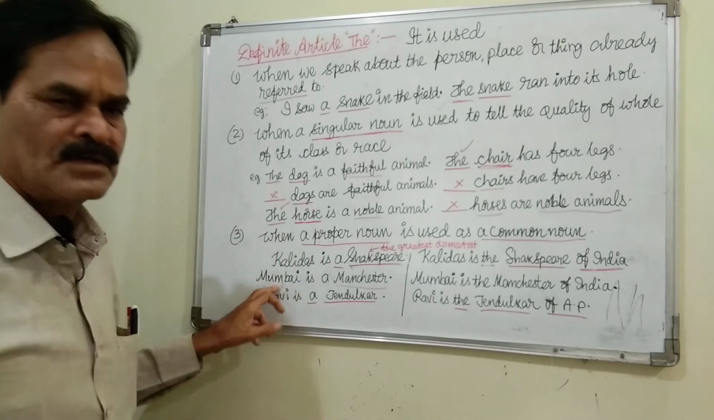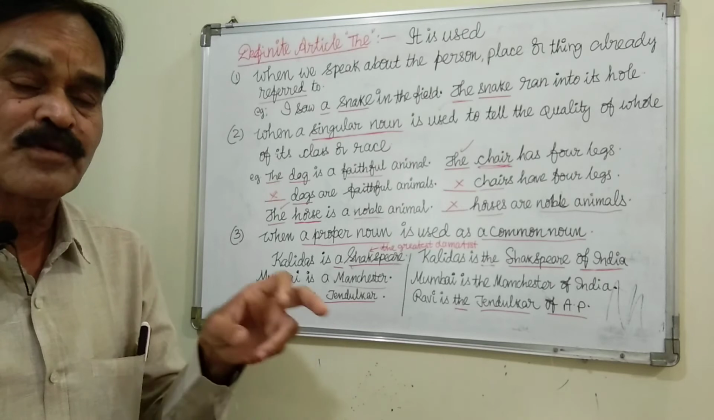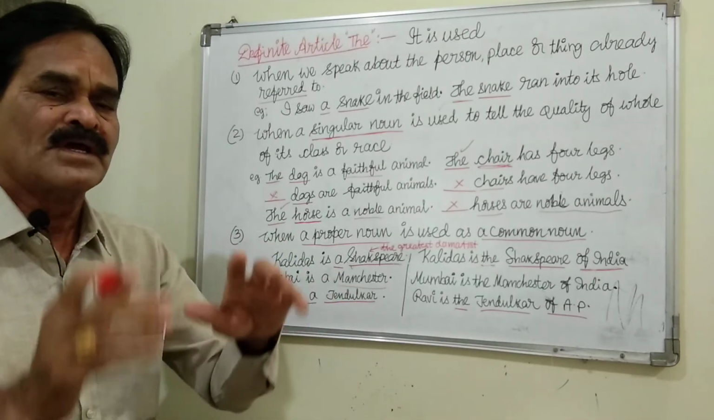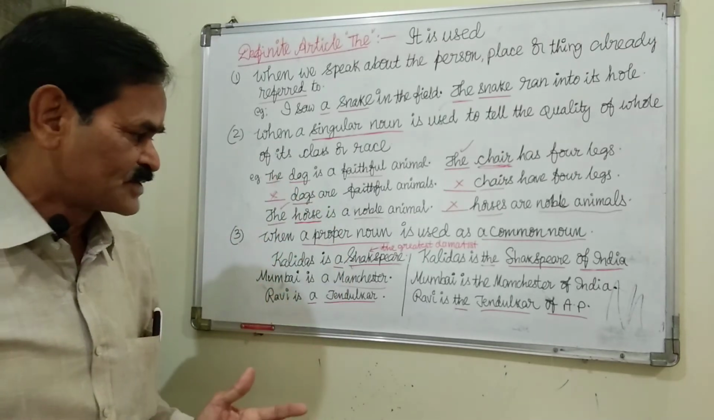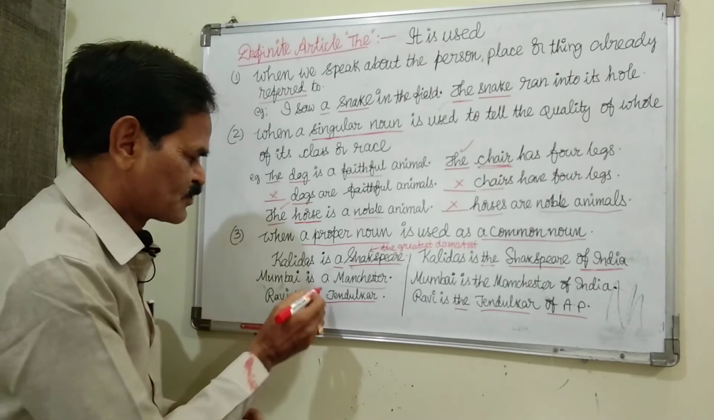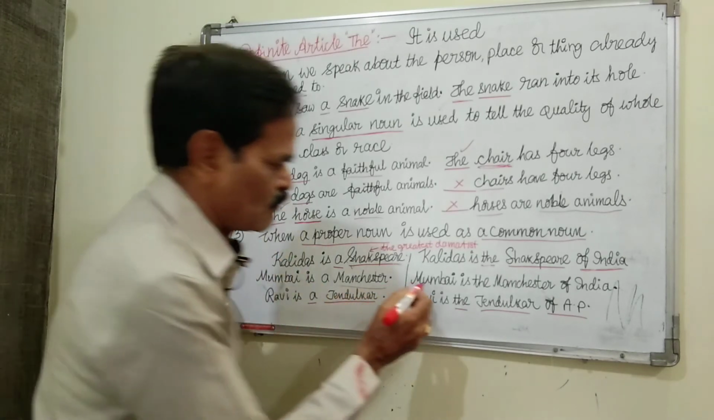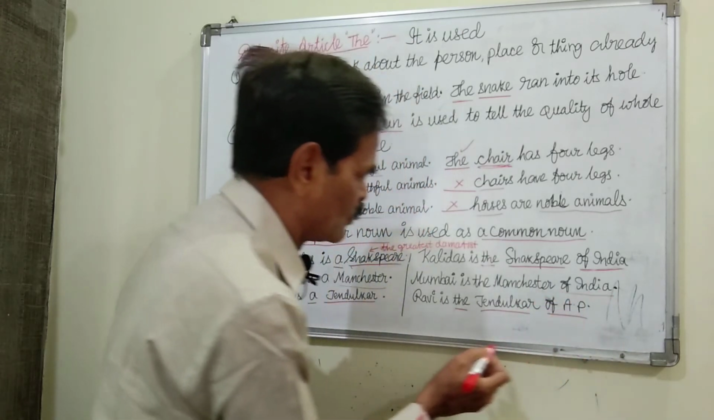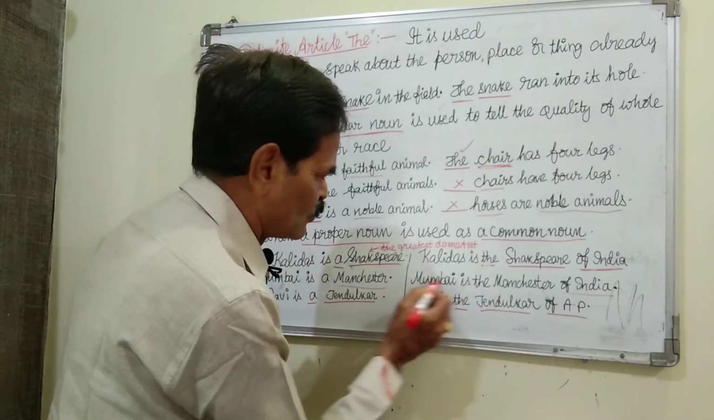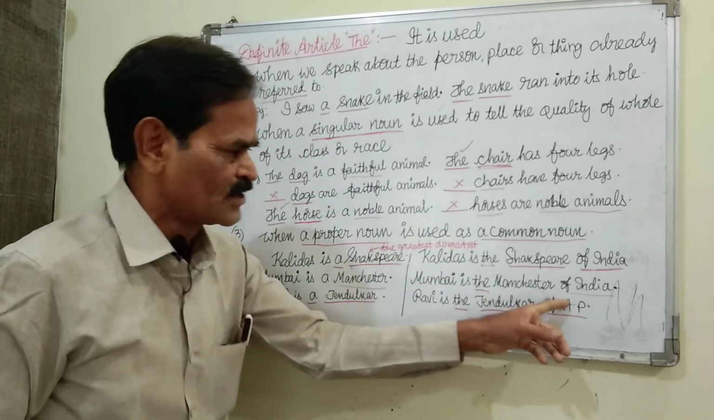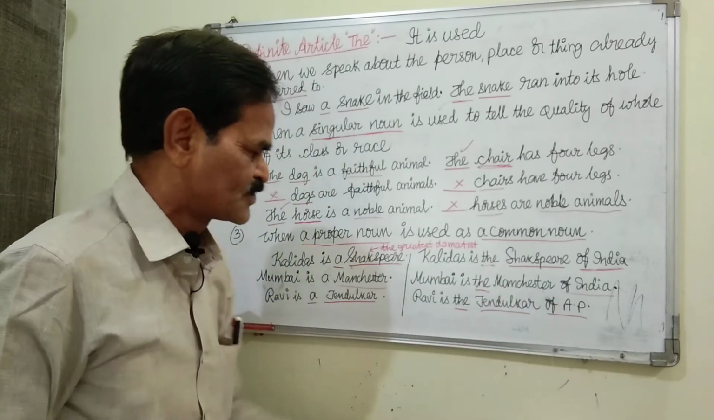Mumbai is used in the sense of a proper noun, but here Manchester is used in the sense of a big city famous for textile business. That's why here we use a. So Mumbai is the Manchester of India. If we say this, then we have to use the before Manchester, because if of India comes, then the must come.